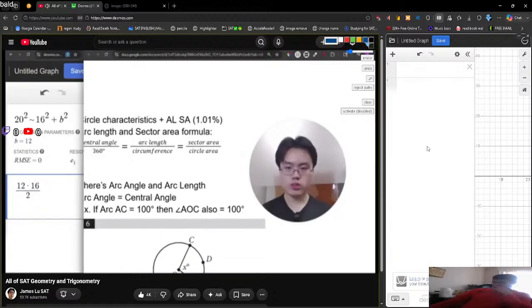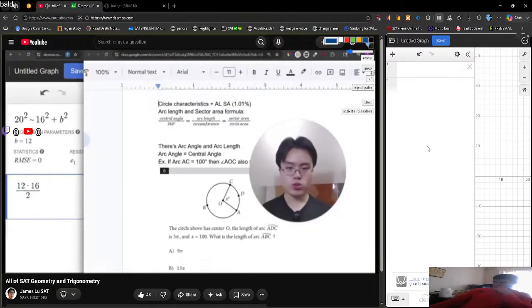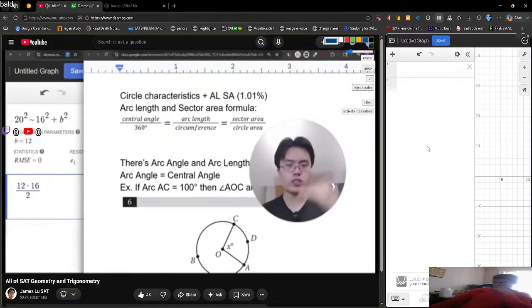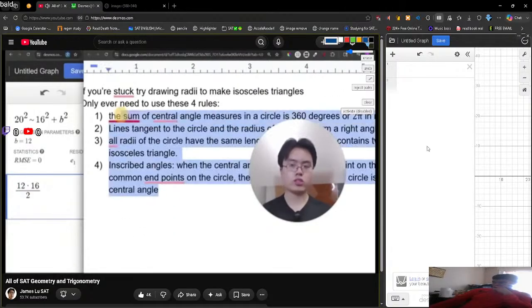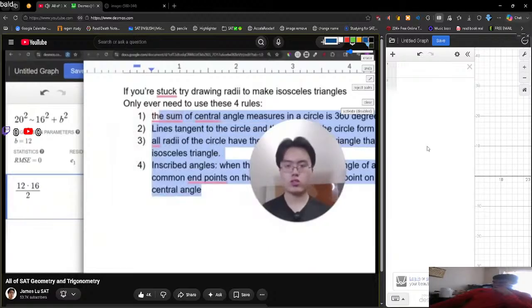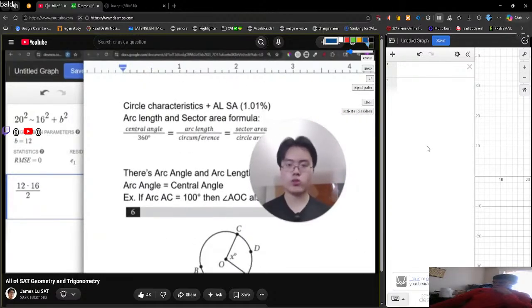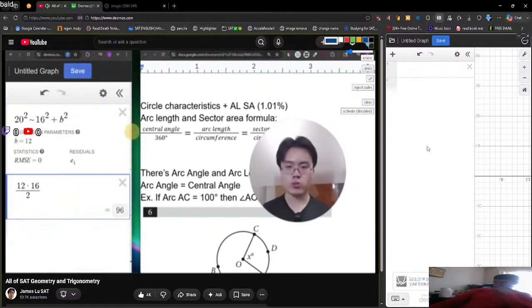For these questions, I break it down into two sections. There's arc length and sector area, as well as random characteristics you have to know. So it's two different areas. Let's go over arc length and sector area first, which I think a lot of people overcomplicate.